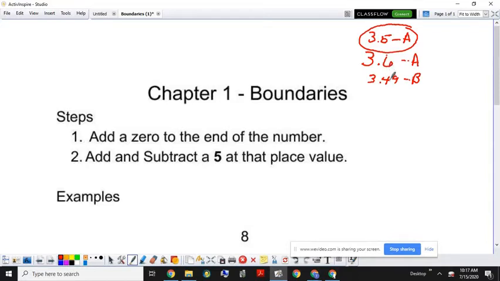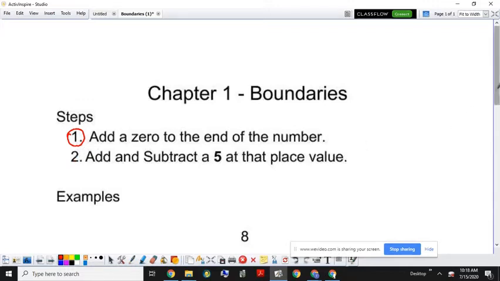So you all kind of know what boundaries are already. It's basically just a cutoff that we use for continuous variables. Boundaries are always one more decimal place than the original. So an A would be a 4, a B would be a 3. So it's always one more decimal place, and they always end in a 5. To calculate boundaries, it's pretty easy. All you have to do is add a 0 to the end of the number that you're trying to calculate a boundary for, and then add and subtract a 5 at that place value.